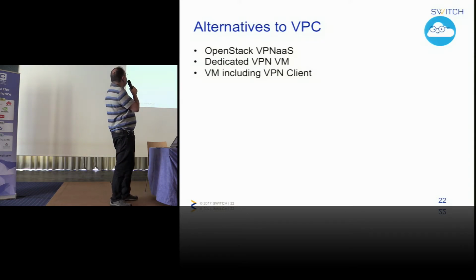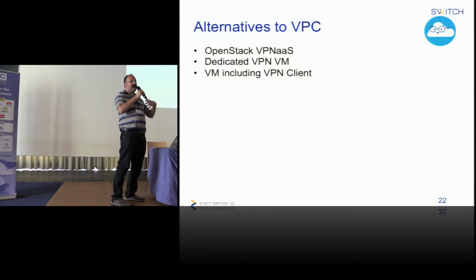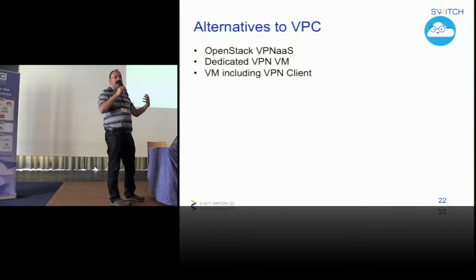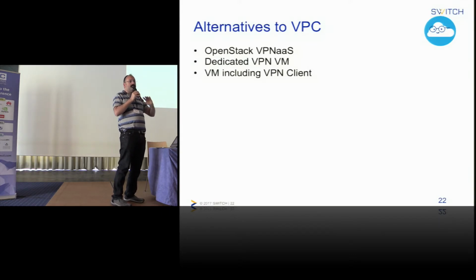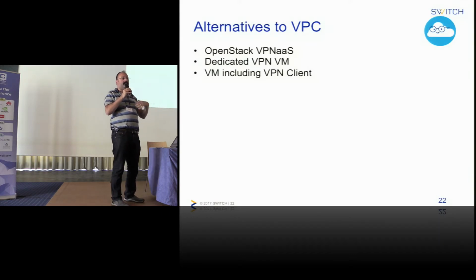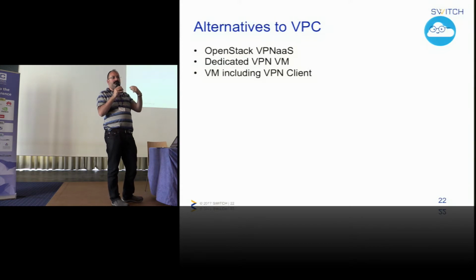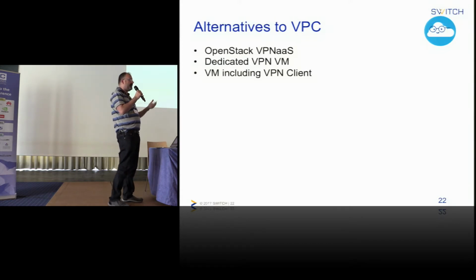You can use a dedicated VPN VM. This means you have a tenant, and on one VM you install a VPN software or Open vSwitch, and you manually take the burden of configuring the tunnel, and all the traffic of your tenant then goes through this software VM. That is a potential bottleneck.